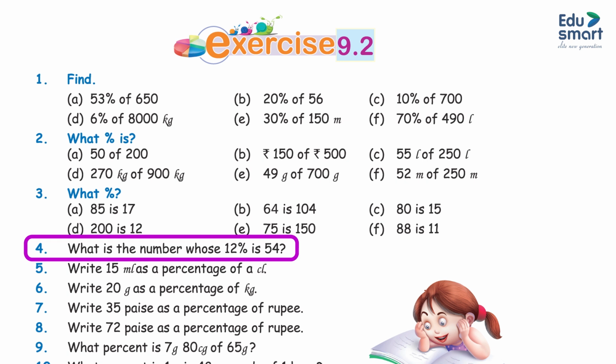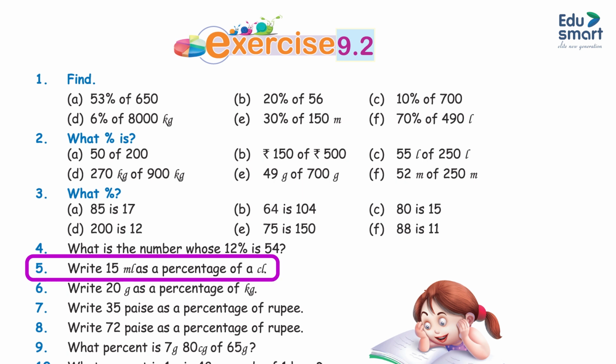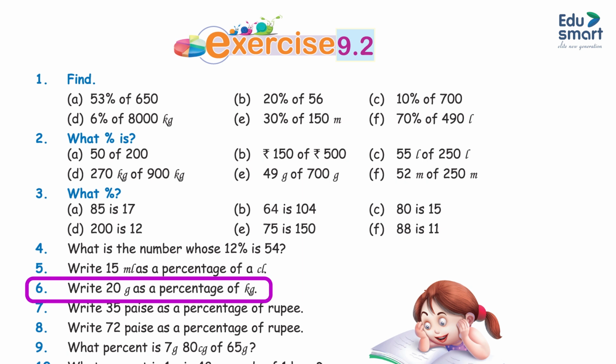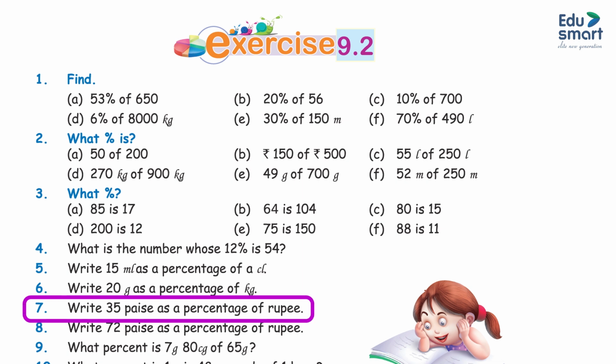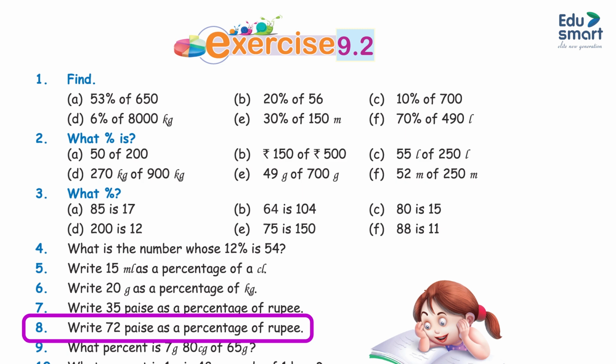Question 4. What is the number whose 12% is 54? Answer 450. 5. Write 15 ml as a percentage of a Cl. Answer 150. Question 6. Write 20 grams as a percent of a kilogram. 7. Write 35 paise as a percentage of rupee. 35. 8. Write 72 paise as a percentage of rupee.